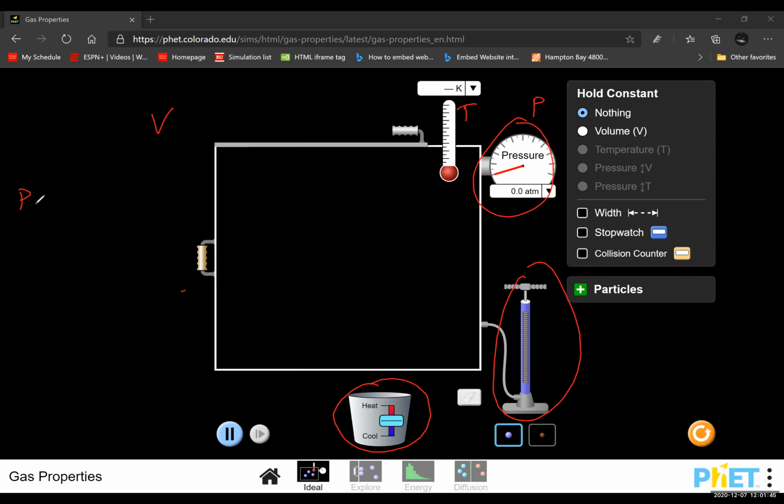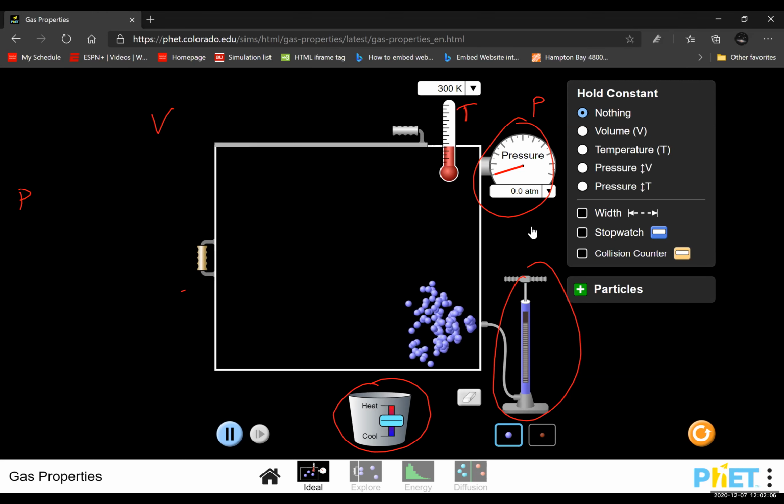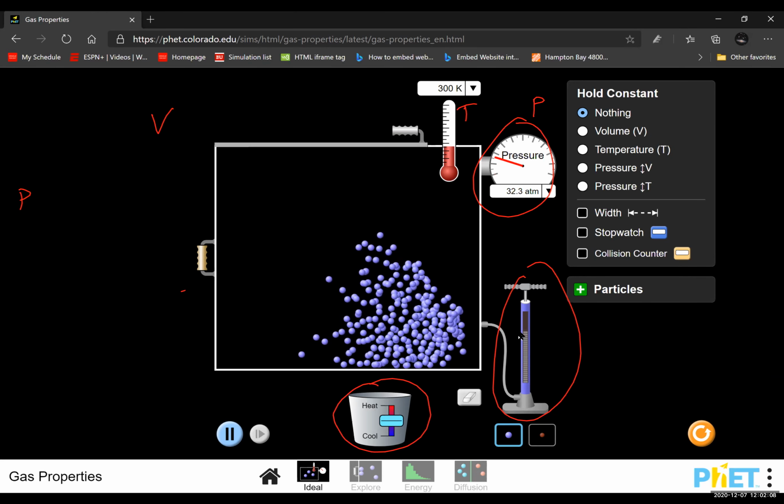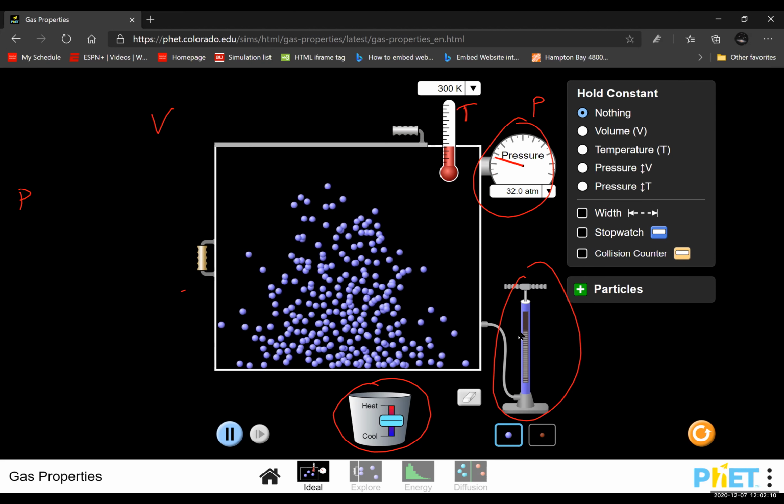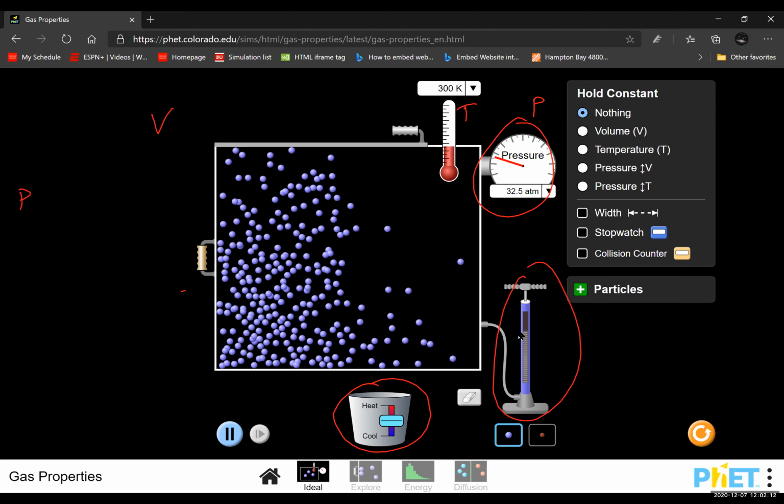And obviously, if there are no molecules, there is no pressure, because no molecules means your pressure is zero, because there is no collision. So that means, for example, now if I pump more molecules, what will happen to the pressure? You can see the pressure increases because now those molecules start colliding with the wall.